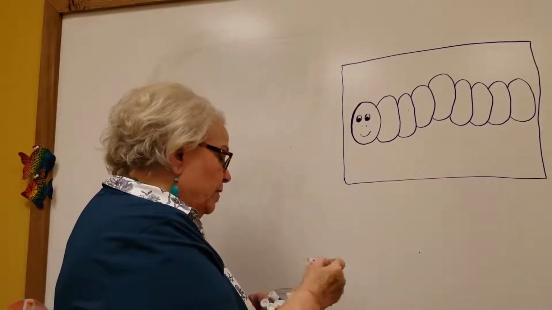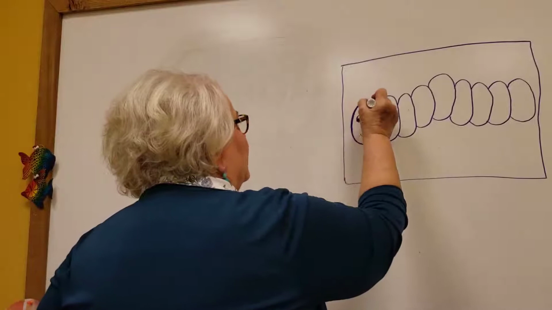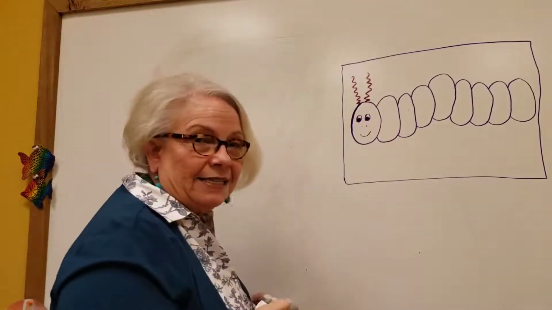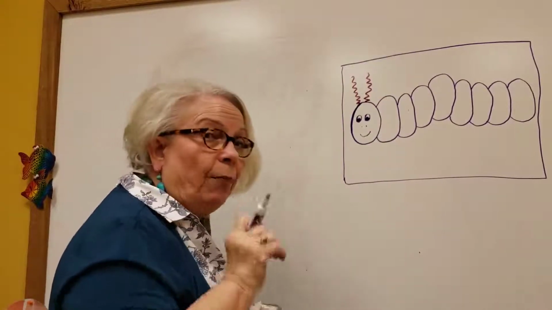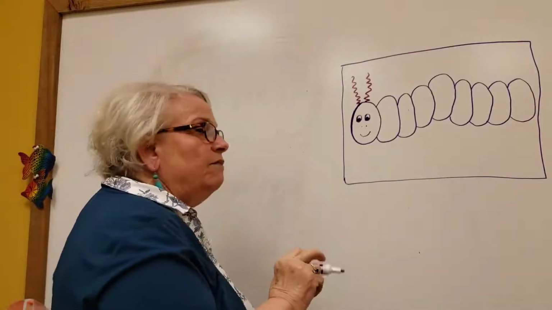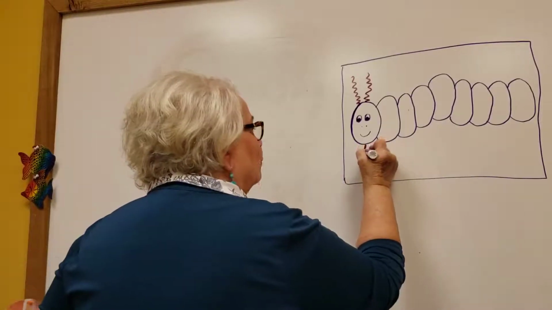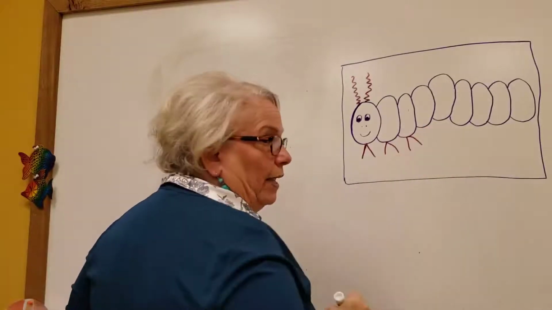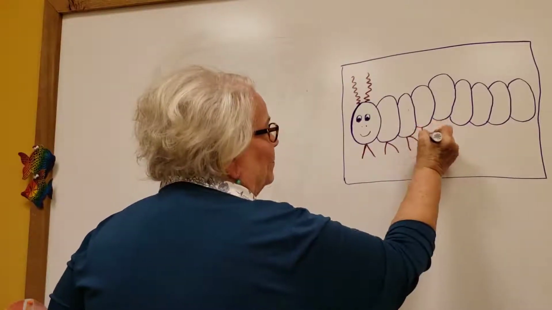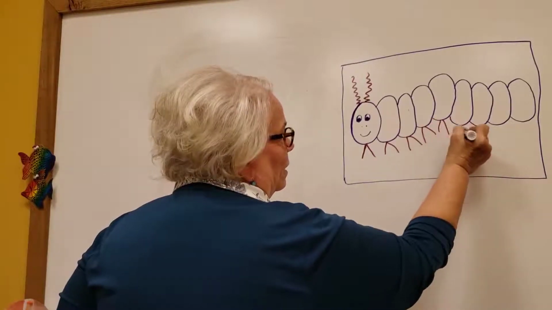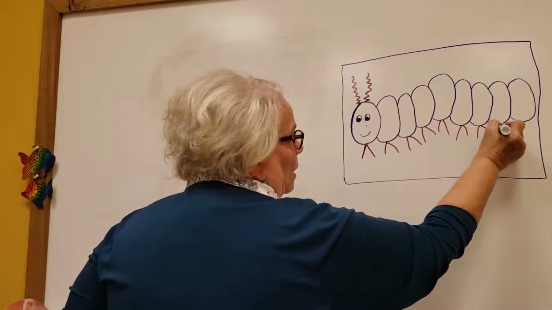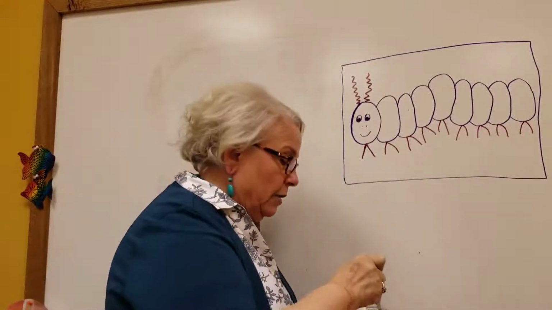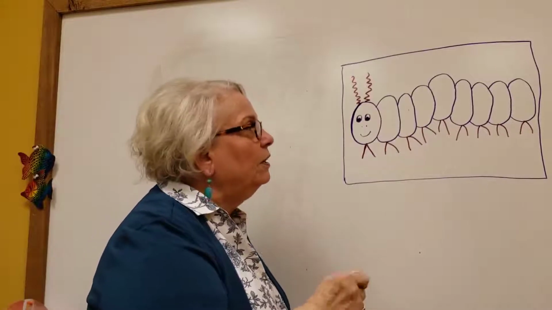So I'm going to use zigzag lines up here for some antennas, and going down to the very bottom of each oval, I'm going to make a V shape come out from each of these little ovals for our, guess what, caterpillar's legs. There you go.